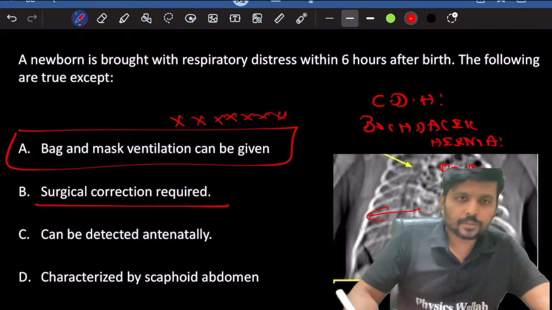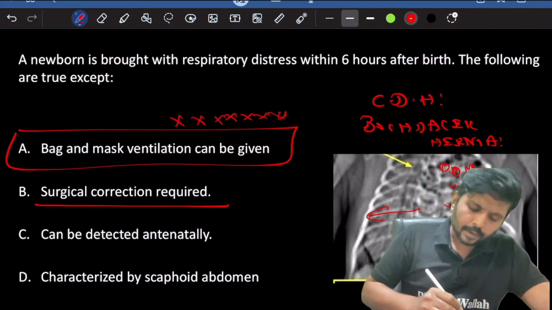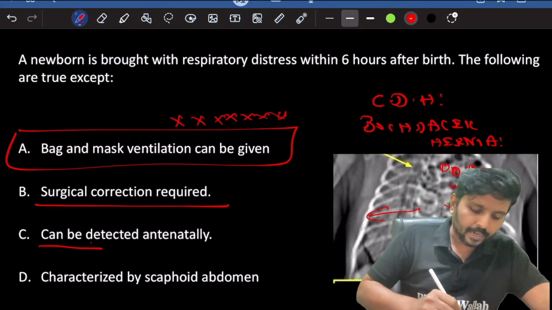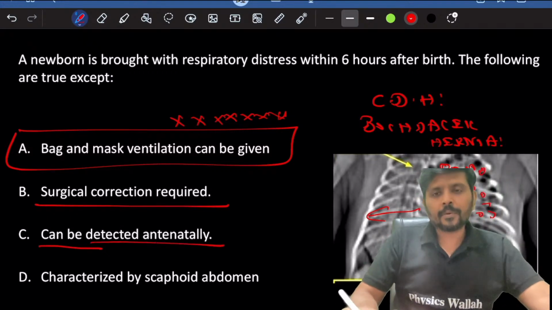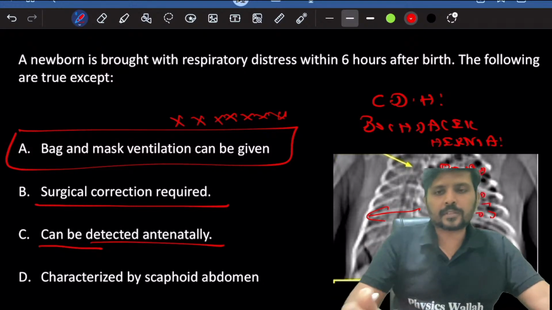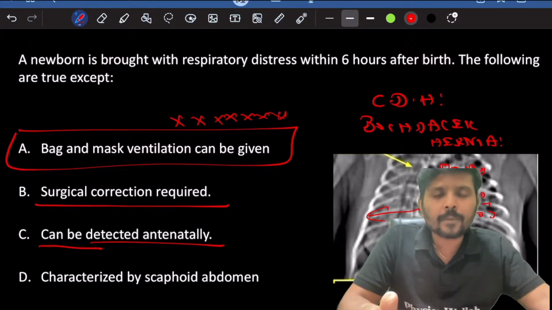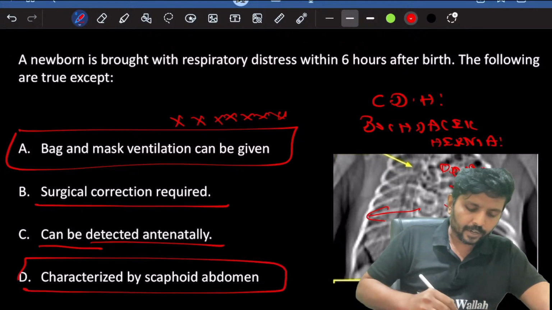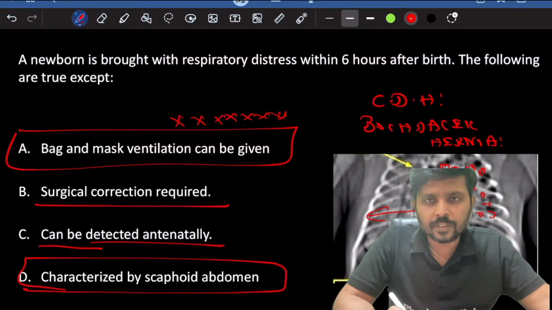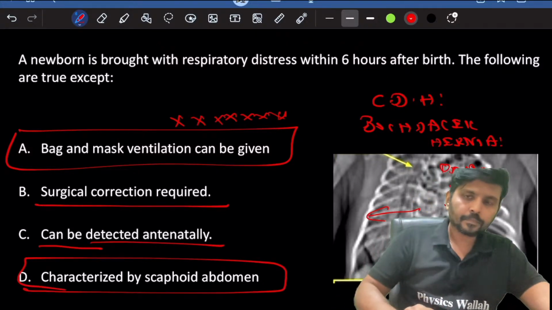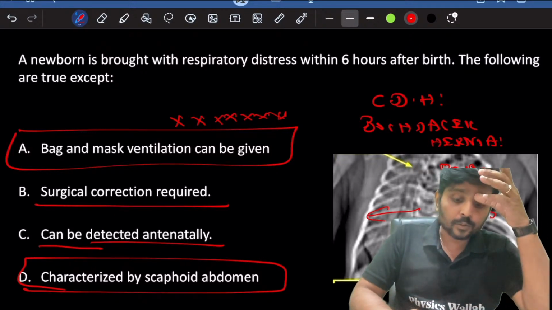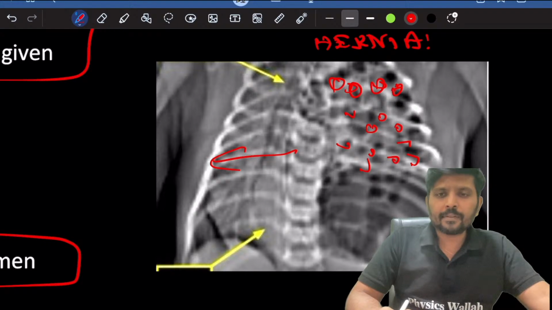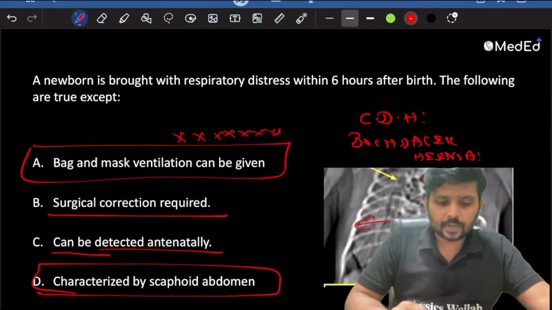Yes, you can do surgical correction. You remember, congenital diaphragmatic hernia can be detected antenatally. And remember, since the intestines that are present in the abdomen are shifted to the thoracic cavity, it will be associated with a scaphoid abdomen. So the answer for this question, this is a spotter, congenital diaphragmatic hernia, in which bag and mask ventilation is contraindicated.